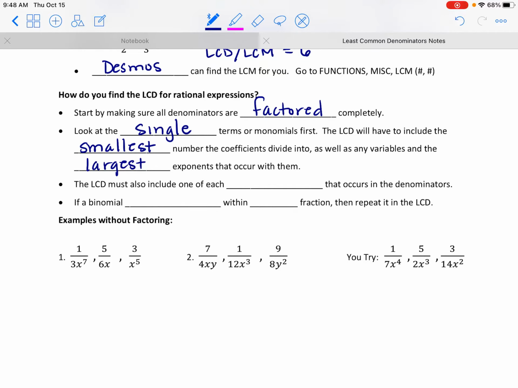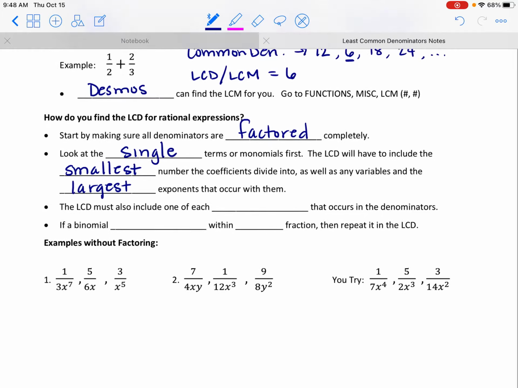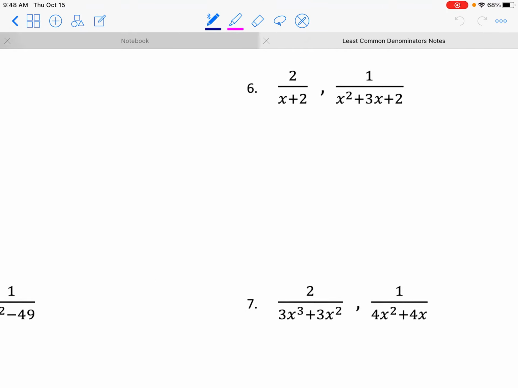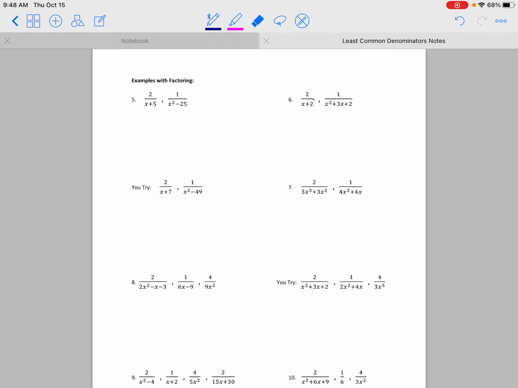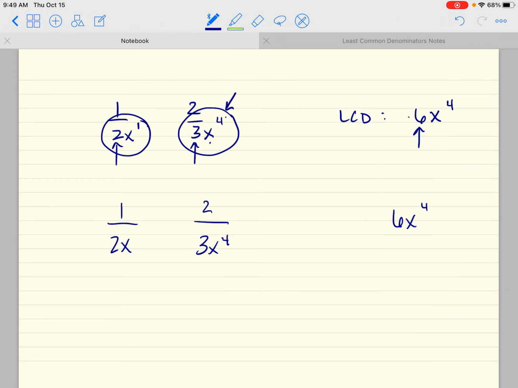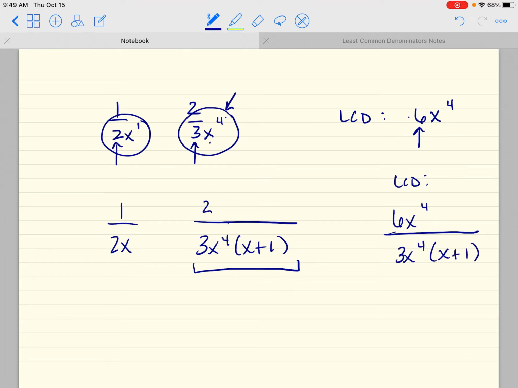Now, sometimes our denominators are going to include binomials, or trinomials, or polynomials that have more than one term. So what's going to happen with those? Well, let me show you. Let's say that I added an x plus 1 as a factor into this denominator. If I need my least common denominator to be divisible by this entire denominator, well, when I try to divide it by 3x to the 4th, we're good. But if now I have an x plus 1 there, then I would have to have an x plus 1 in my common denominator as well.